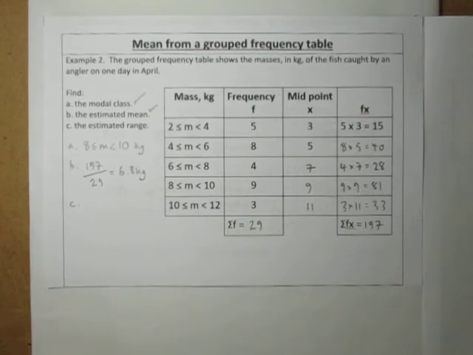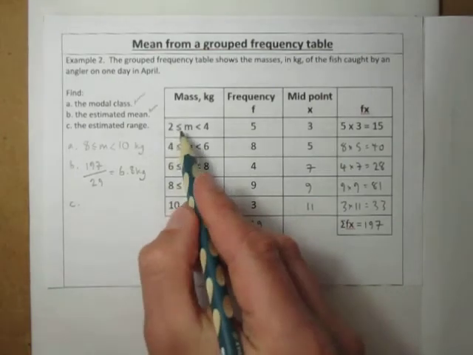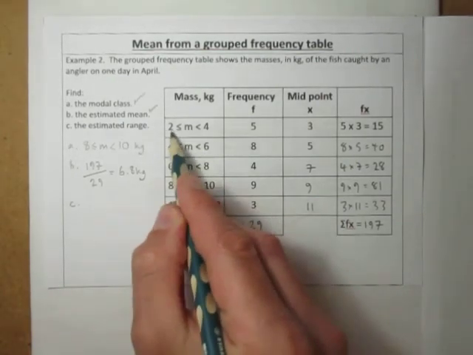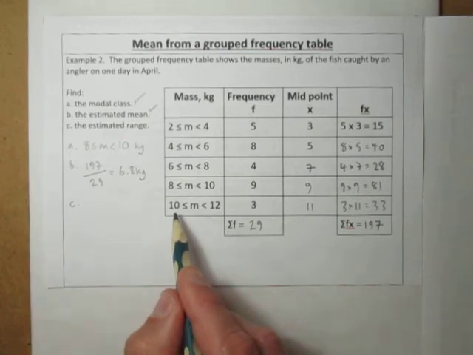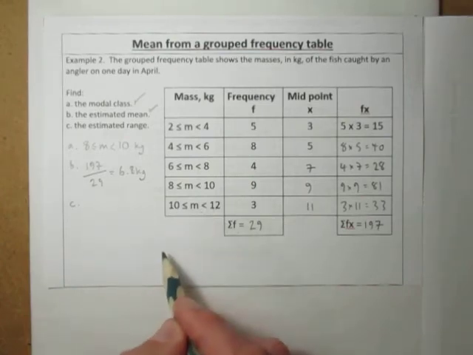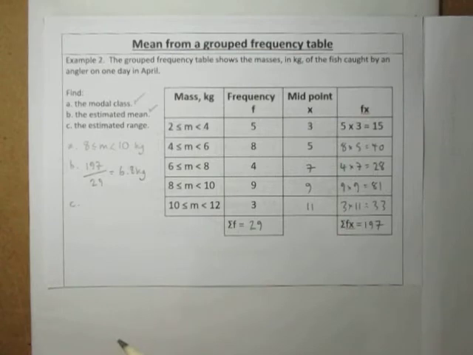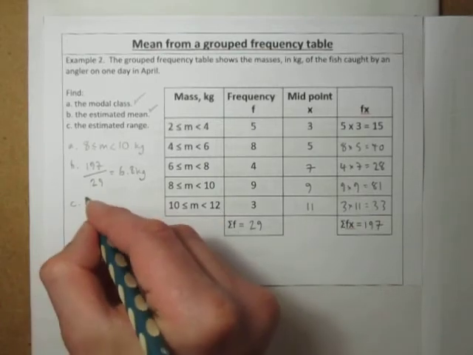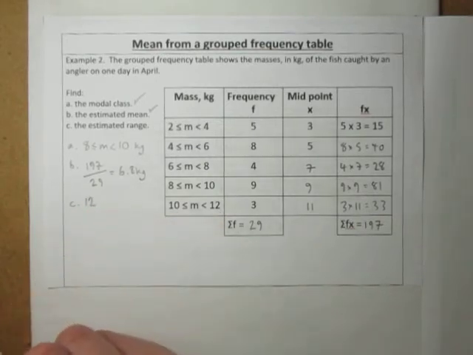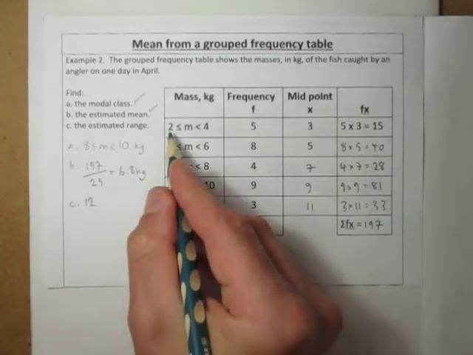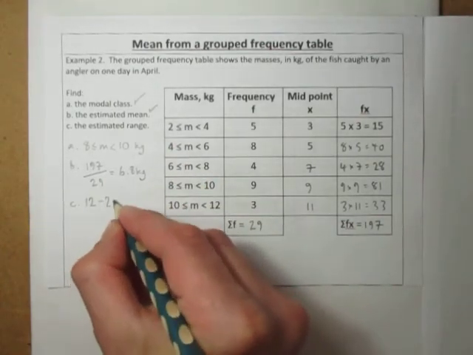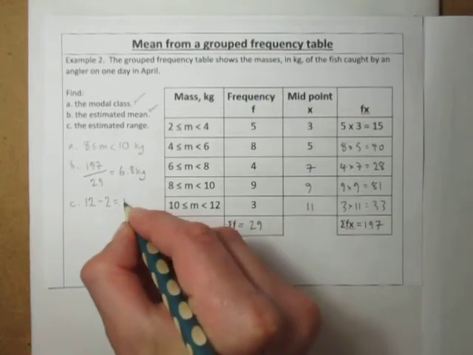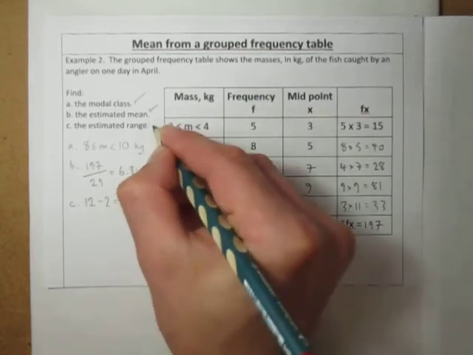Now, for the estimated range, we don't know the masses of the fish between 2 and 4 kilograms, and we don't know the masses of the fish between 10 and 12 kilograms. So what we do is say, well, the heaviest possible fish in this group could have been just under 12, we'll take it to be 12. And the lightest possible fish in this group could have been 2. Therefore, we come up with an estimated range of 10 kilograms.